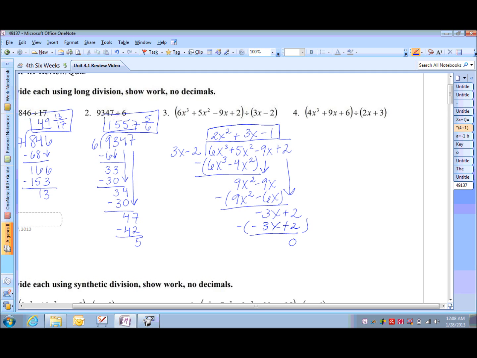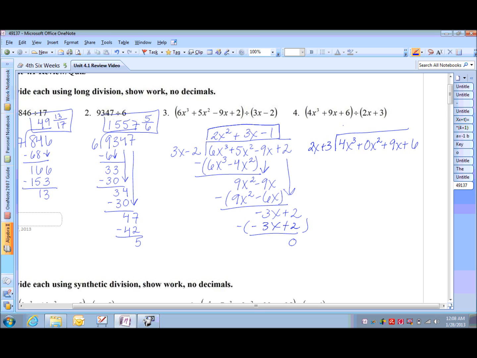Okay. Problem 4, remember we need to check what's being divided to see if it's in standard form and if there are any terms with a coefficient of 0. In this case, we are missing a term with a coefficient of 0, and that's the x squared term. So we write it as 4x cubed plus 0x squared plus 9x plus 6. And we're dividing by 2x plus 3.